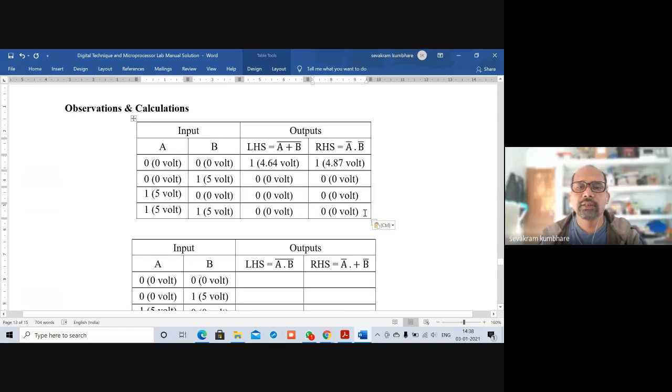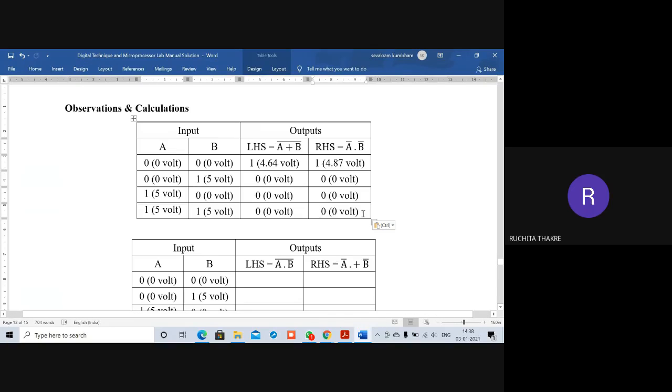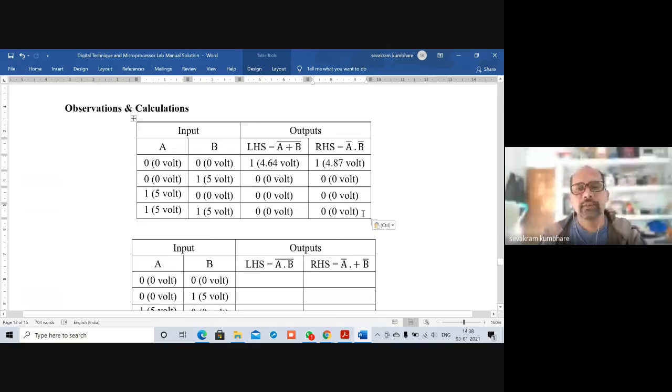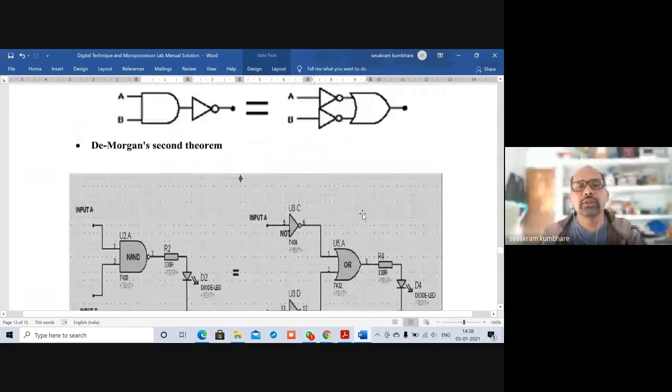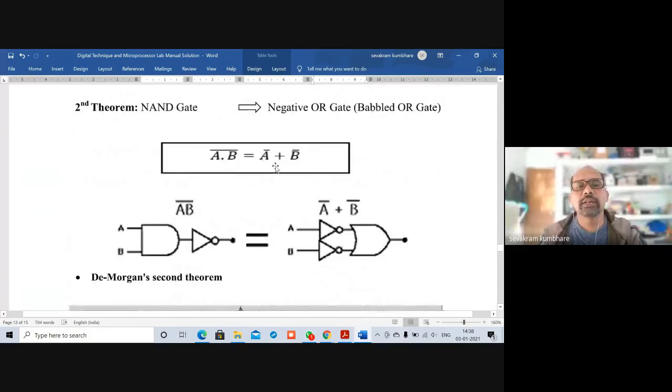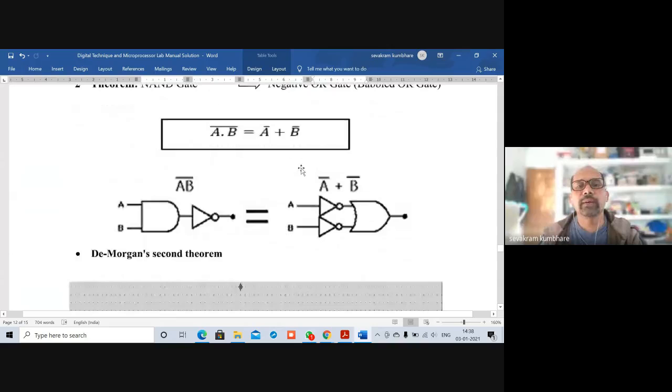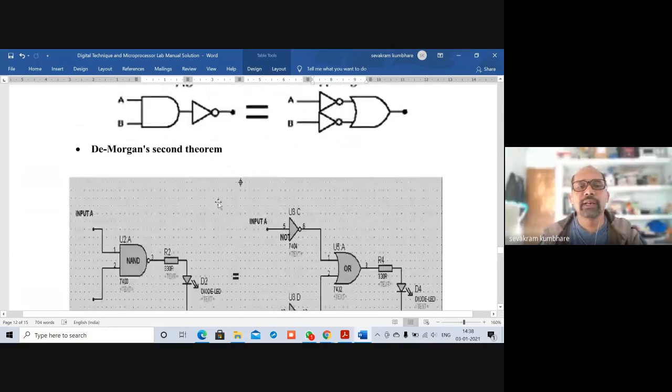So means De Morgan's theorem, first theorem is verified, correct? Yes, sir. Okay, now we will go to the second theorem. Second theorem is what? A dot B whole bar is equals to A bar plus B bar, which can be implemented like this and this one.